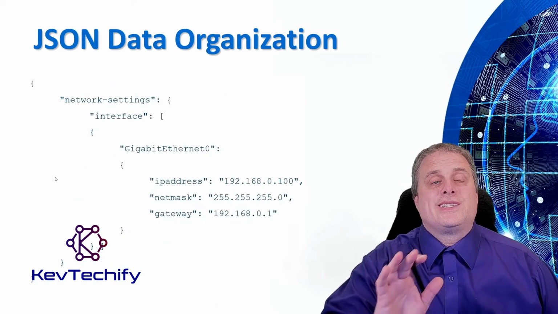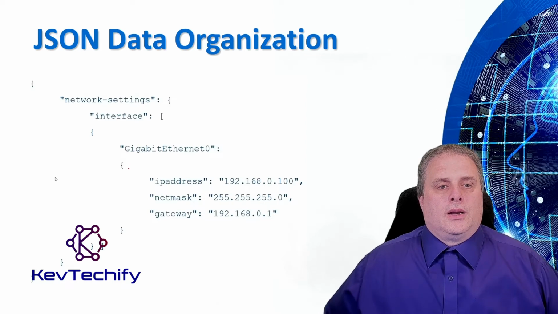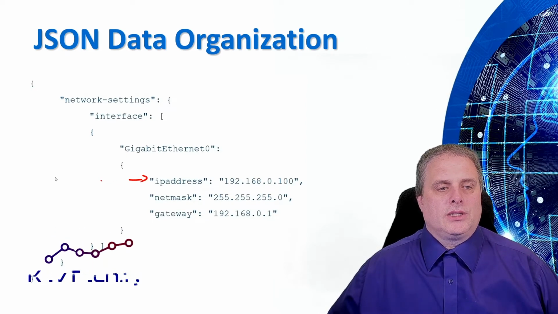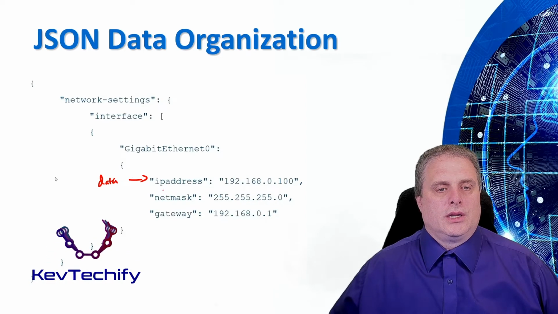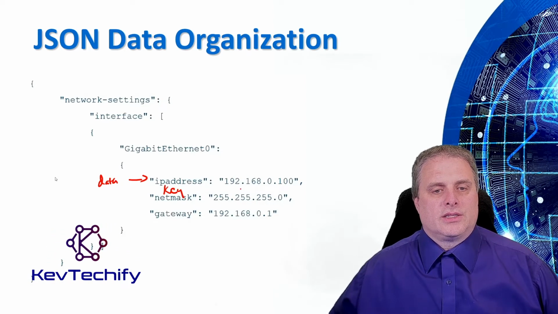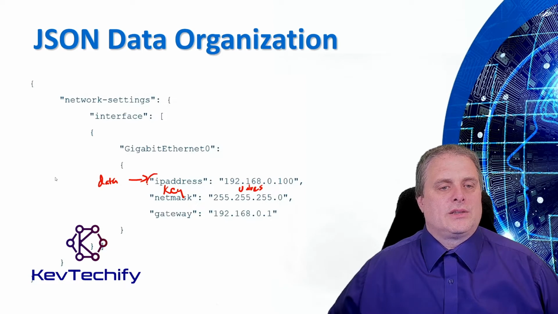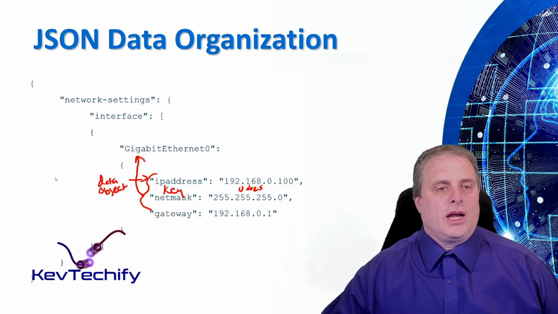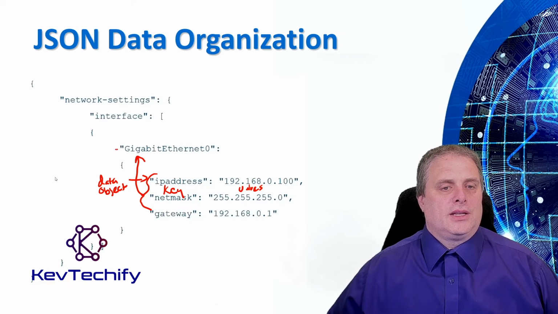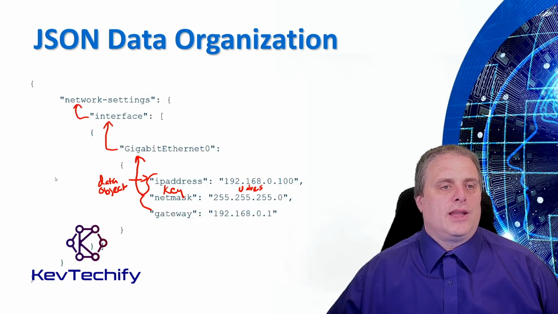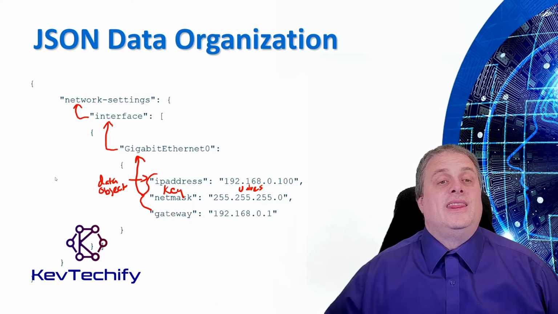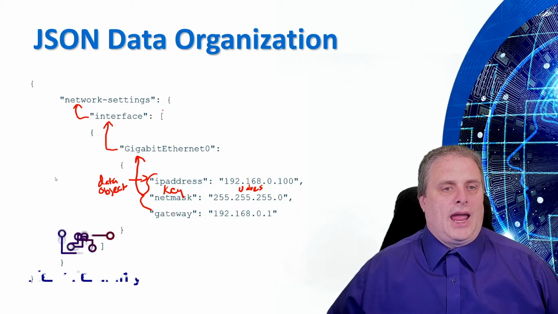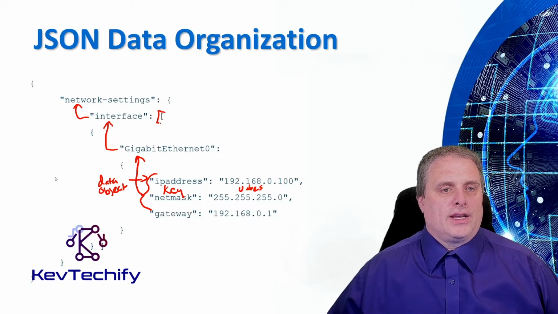A similar structure is seen here in JSON. Here in JSON, we have our data objects. So this is our data objects. These are our keys. This is our values. These three data objects are part of the Gigabit Ethernet 0 object. The Gigabit Ethernet 0 object is part of the interface object, and the interface object is part of the network settings object. In this case, the interfaces has an array by the square brackets right here.